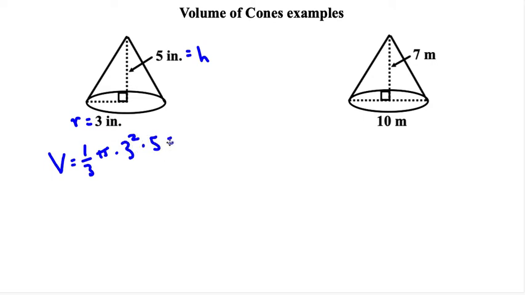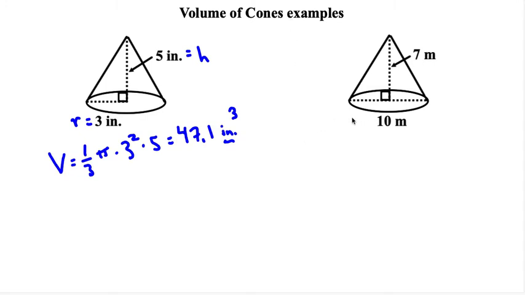Now in the end, what does that work out to? Well, a little bit of calculating. So 1/3 pi times 3 squared times 5 is 47.1. I'm just going to go to the nearest tenth, inches cubed, because it's a volume.